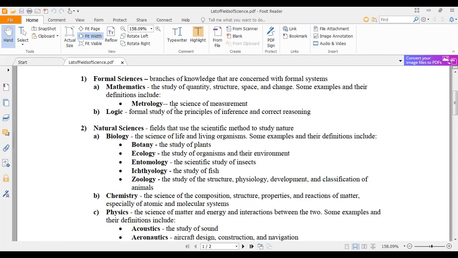Mathematics usually is related to formal systems. We have several systems in mathematics such as quantity, space, change, and so metrology. For example, the science of measurements is called metrology.